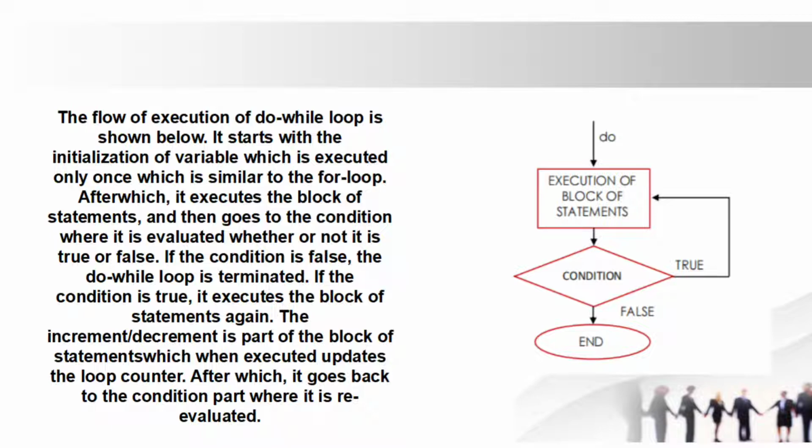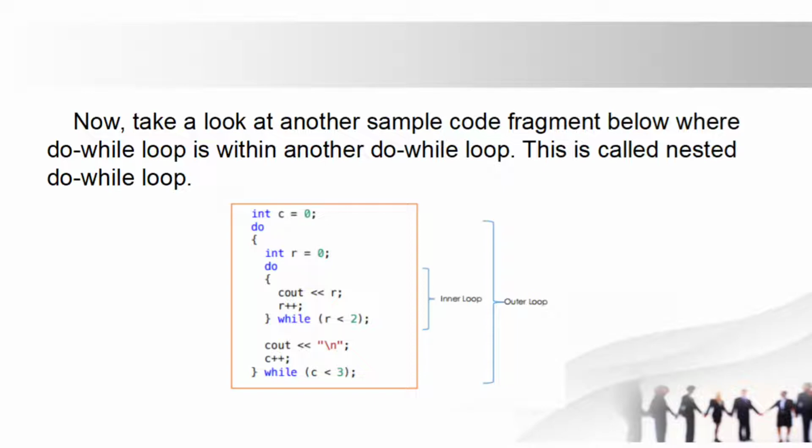If the condition is false, the do while loop is terminated. If the condition is true, it executes the block of statements again. The increment is part of the block of statements which, when executed, updates the loop counter, after which it goes back to the condition part where it is re-evaluated. Now, take a look at another sample code fragment below where a do while loop is within another do while loop. This is called a nested do while loop.